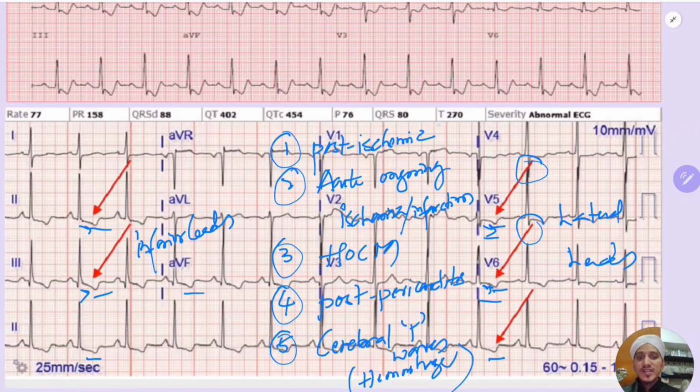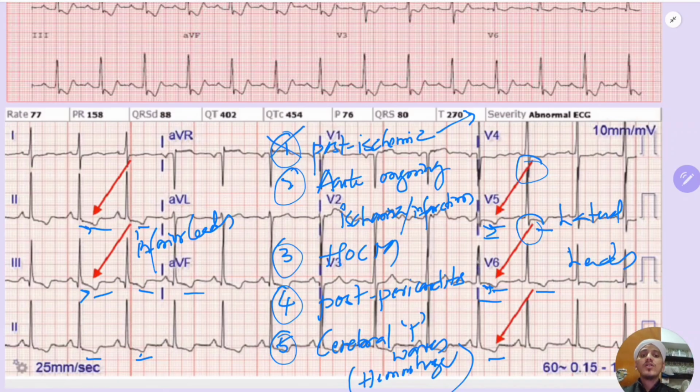So how will you differentiate post ischemic? Ischemia is over. So in this post ischemic inverted T waves, the amplitude of T waves in different leads will vary. You see here the amplitude in this, in this, in this, in this. It is not varying. They are similar. That means it is not post ischemic T waves. Now that is ruled out. So one is ruled out.